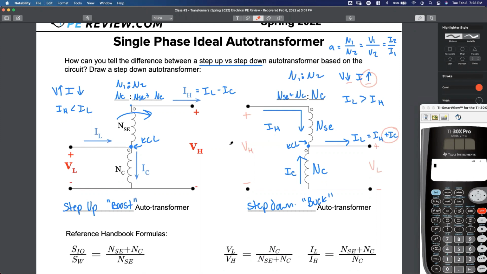Pretty easy, right? You ready for an even easier way to know? Over here on the left, did we say this is a step up or step down autotransformer? Tell me in the chat. Is this step up or step down? Voltage step up. So that means the current is doing what? Current is going down. Here's your trick. Current is going down. If the current goes down, your common current goes down.